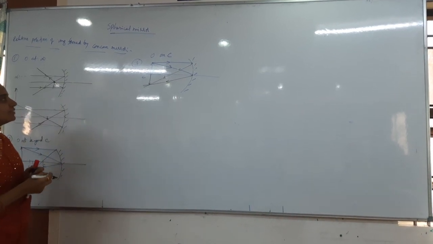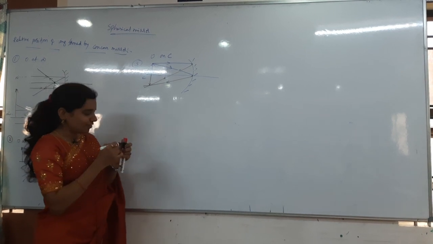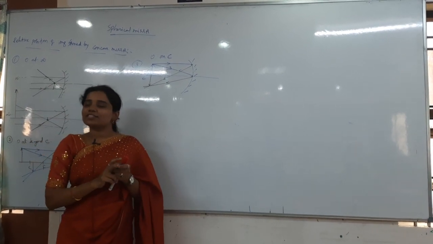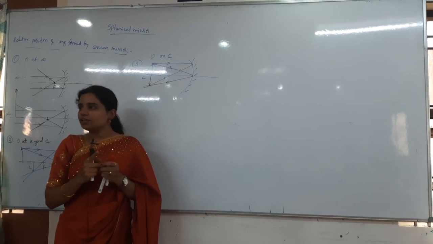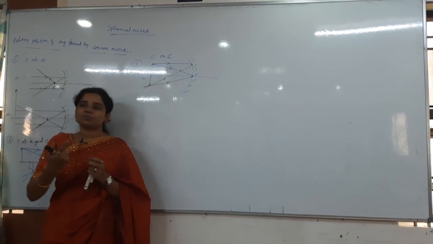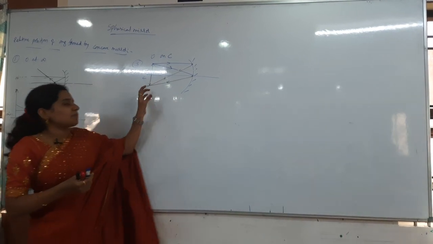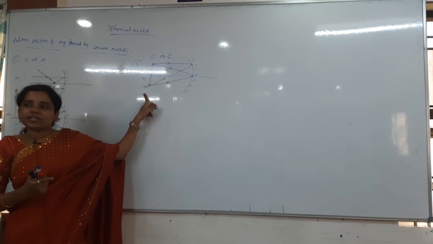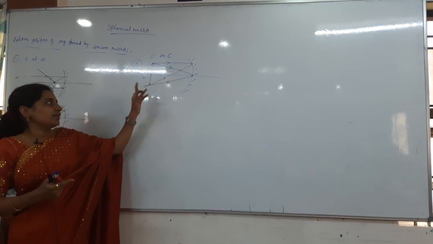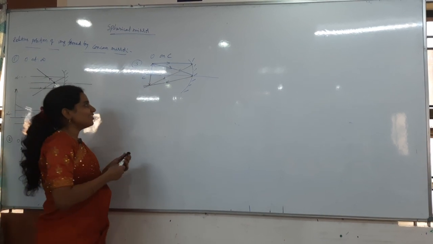Same size, right? Let us consider this is the same size only. So now I can get my image in the same size. Where will we get the image? On the center only. Whenever we have taken the object on the center, the image is also on the center only. And what type of image is it? Real or virtual? Real. Erect or inverted? Inverted. Enlarged or diminished? Same size.